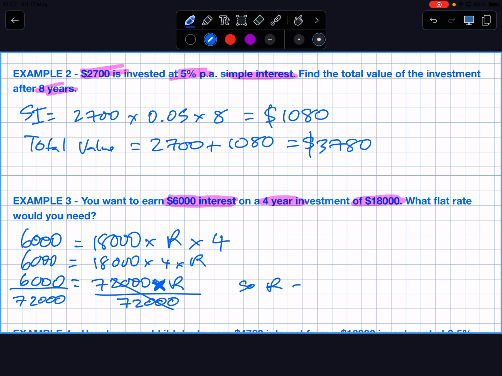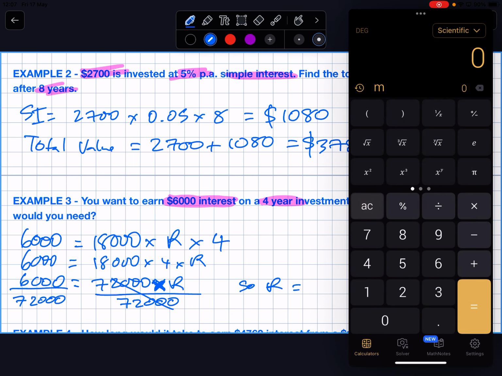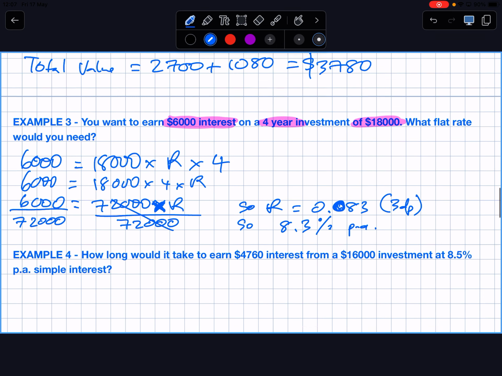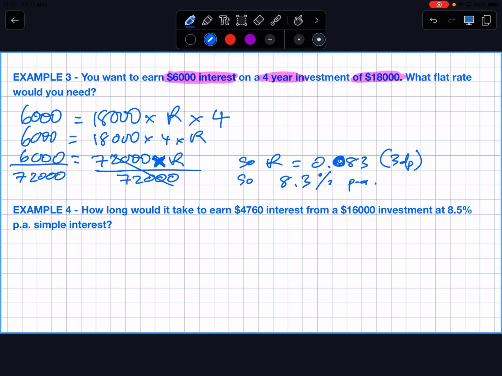So R is going to be whatever 6,000 divided by 72,000 is, which is 0.083, rounded to 3 decimal places. That's not the answer yet, because that's not a rate, that's a decimal. What would that be as a percentage? So 8.3% per annum. I'll scroll down so you can see the last example, and then I'll shut my mouth.